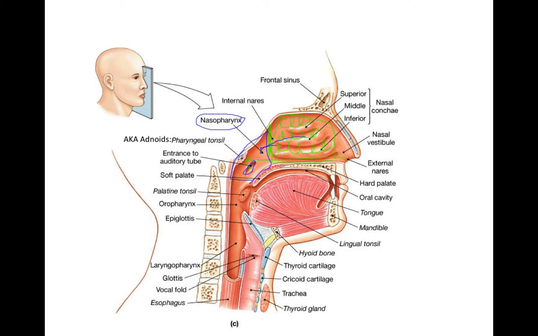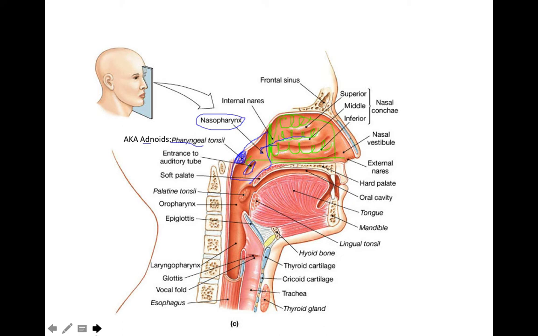And we have a tonsil here. We've got three tonsils in this upper respiratory area. This first tonsil is called the pharyngeal tonsil, aka adenoids. What are tonsils? They're lymphoid tissue. Lymphoid tissue has lots of white blood cells. They're part of our immune system. So they are there to help stop any pathogens that are trying to get into your airways. So that is the nasopharynx.